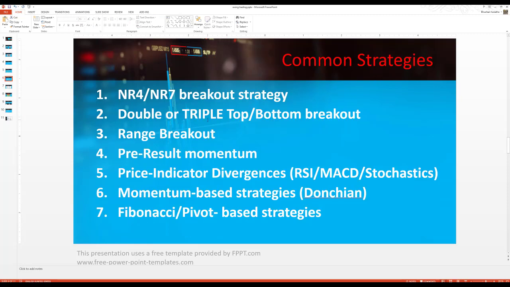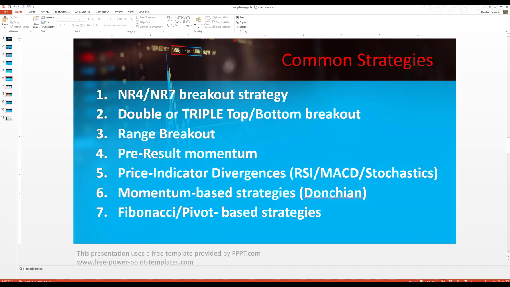So what is the common strategy that we see? NR4, NR7 is the most common that people use for breakouts in swing trading when the stock is locked in a range, right? NR4 means narrowest range of 4 periods, depending on which time frame you use, so it can be daily, it can be hourly. So if the stock is in a range where it is taking a rest, after a trend it is going into a range, and then it breaks out after this level, then people look for buy in swing trading.